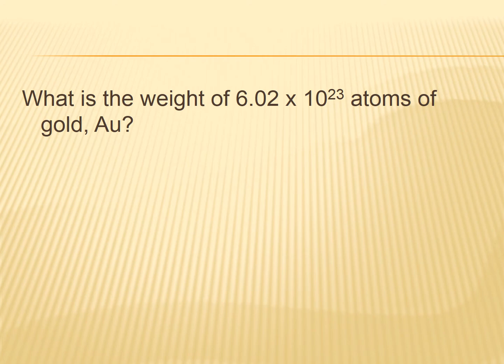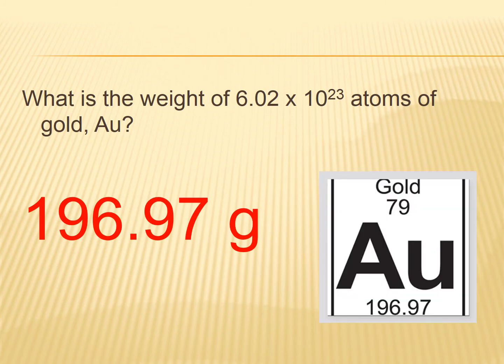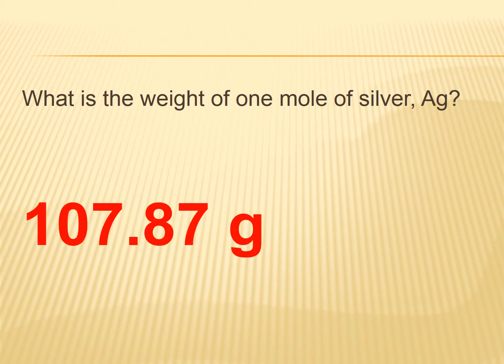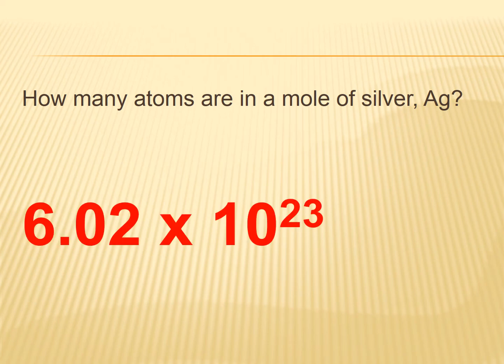What is the weight of a mole of atoms of gold? Again, you're going to look at the periodic table, and you're going to see the larger number is 196.97 grams, because it's asking for moles. It has a big number there. What if I have 1 mole of silver? Again, you're going to look at that larger number, 107.87 grams. How many atoms are in a mole? Well, a mole is 6.02 times 10 to the 23rd.